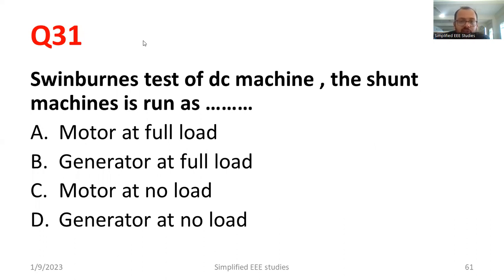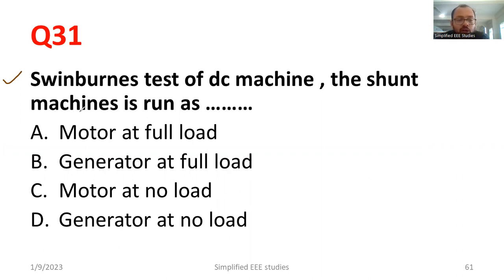Moving on to the discussion. Let us discuss the individual questions. The first question is Swinburne's test of a DC machine. The shunt machine is run as what? The options are: motor at full load, generator at full load, motor at no load, generator at no load. Basically, Swinburne's test is used to predetermine the efficiency and regulation of a DC motor.